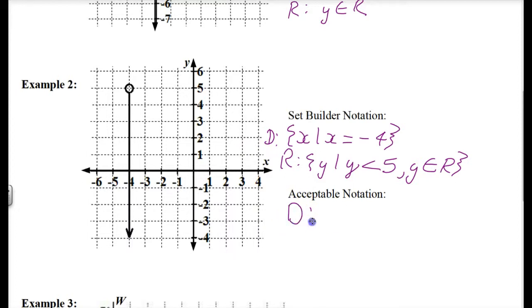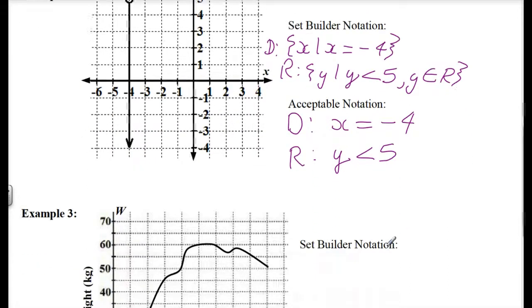Acceptably, what could we write? Domain x equals -4. Range y is strictly less than 5. Again, if we state something like this, the assumption is that y belongs to the reals.